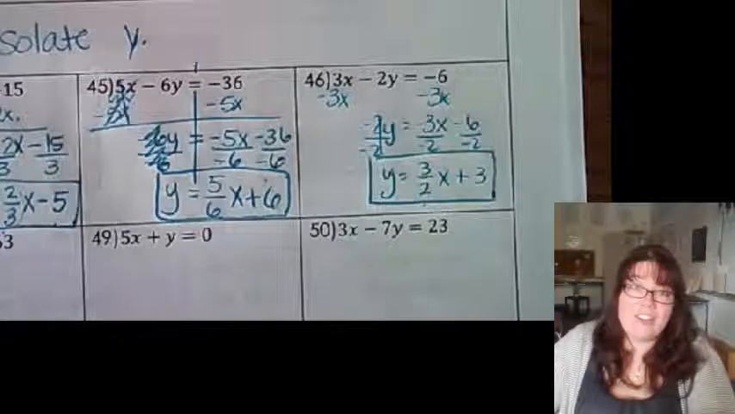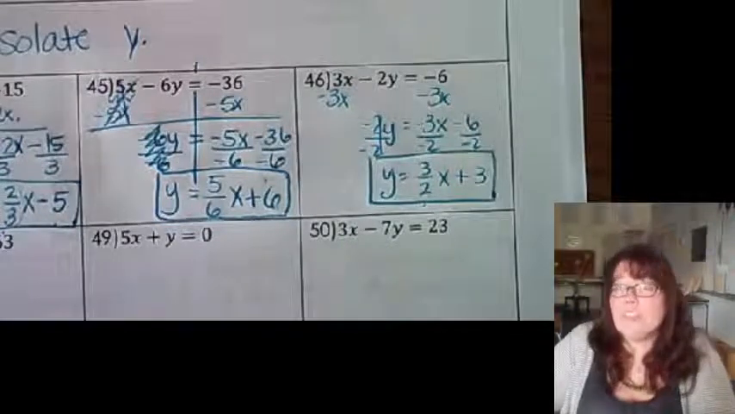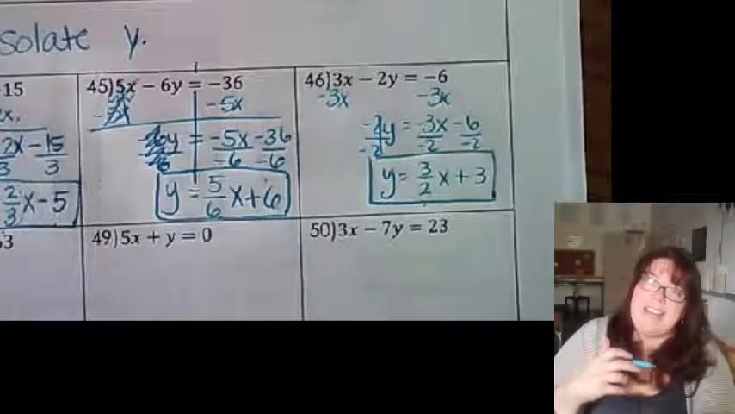Hopefully, you're beginning to understand how to go from standard form to slope-intercept form. In part 2, we're going to look at how to go the other way, from slope-intercept to standard. So come on back.